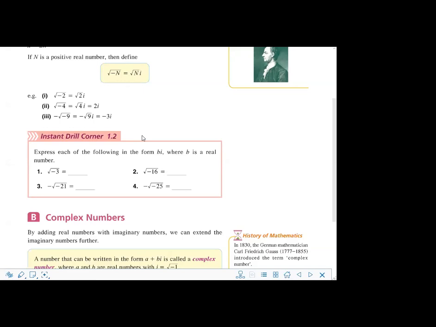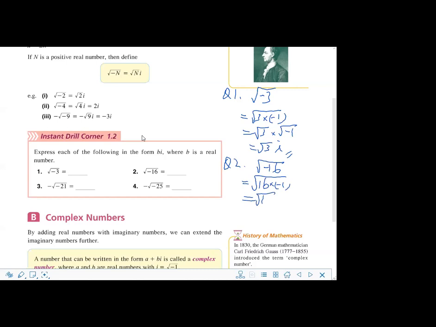Okay, so let's check the answers. Number 1, square root of -3 is changed to 3 times -1, and then square root 3 times square root -1. Square root 3 cannot be simplified. So the final answer is square root 3 i. Number 2, square root of -16. 16 times -1. Square root 16 times square root of -1. Square root 16 is simplified to 4, and square root -1 changed to i, so 4i.